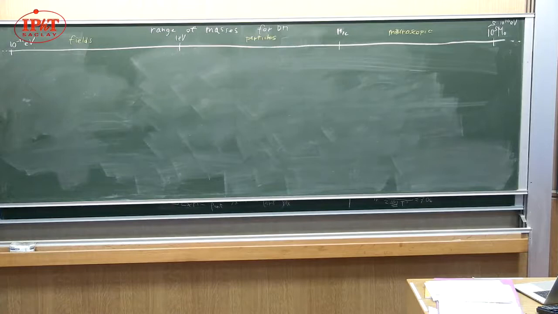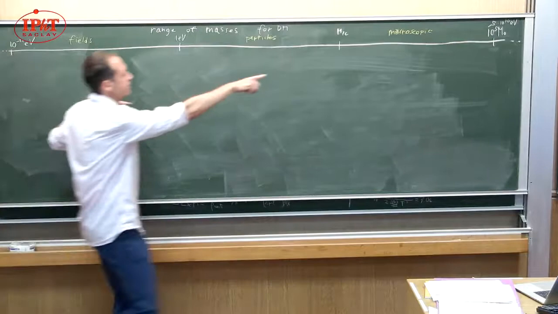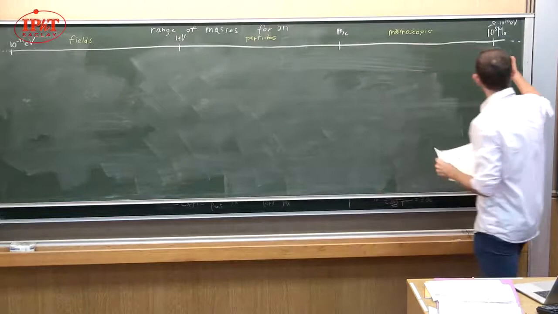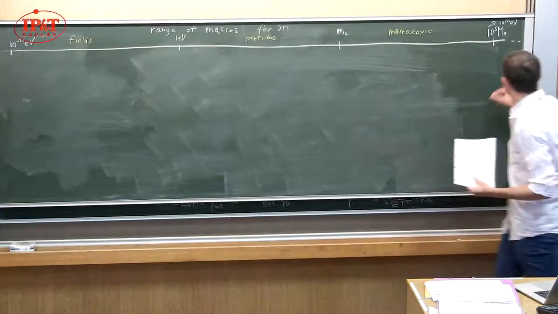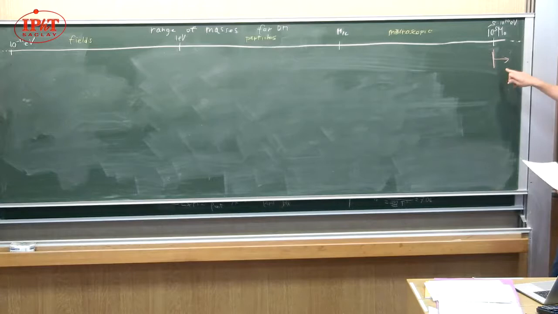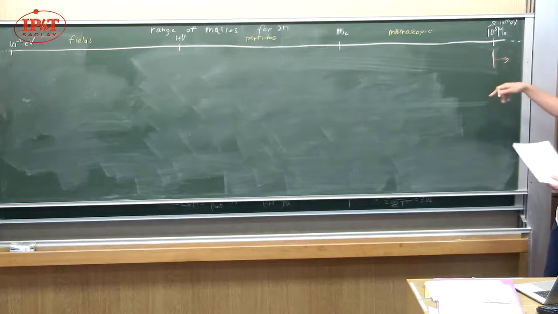So what are the borders here, the extremes? Well, this extreme here is given by the fact, let me use maybe red, is given by the fact that a particle with a dark matter candidate with a mass larger than this would have a mass which is larger than the mass of a dwarf galaxy. I mentioned this when I was talking about primordial black holes.